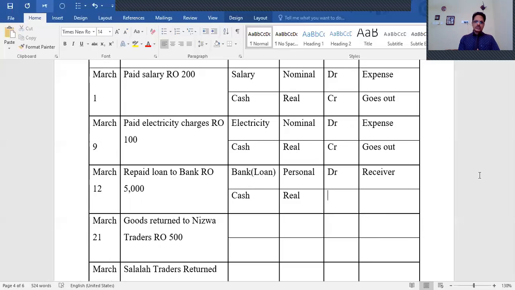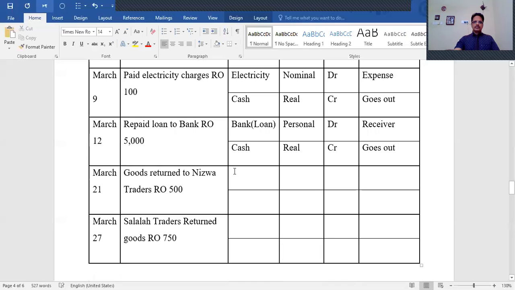Now next is cash. Cash is a real account. When you repay the loan, what is the cash real account rule? Debit what comes in, credit what goes out. When you take the loan, your cash is coming in. When you repay the loan, cash is going out. So credit what goes out.